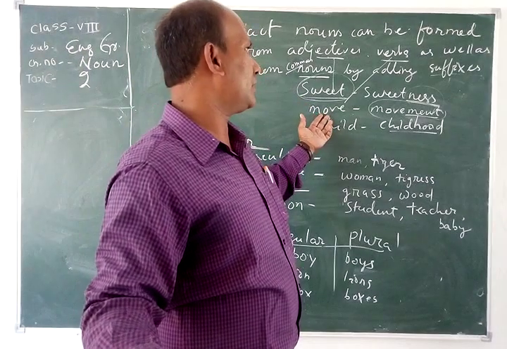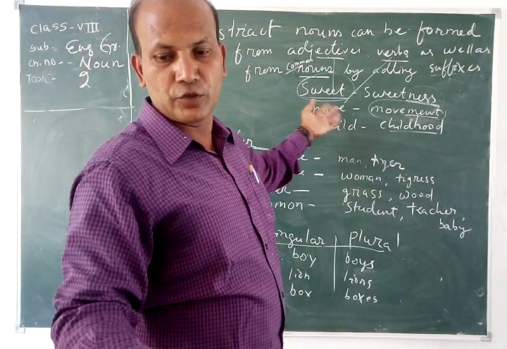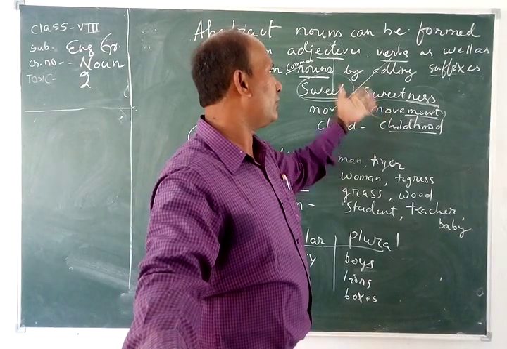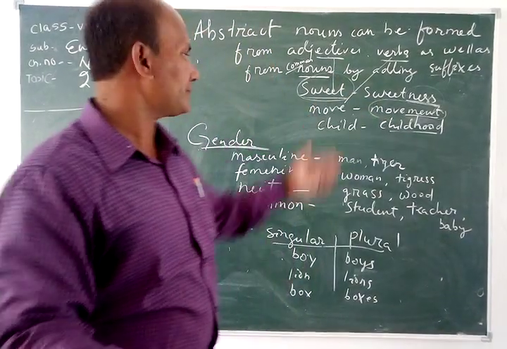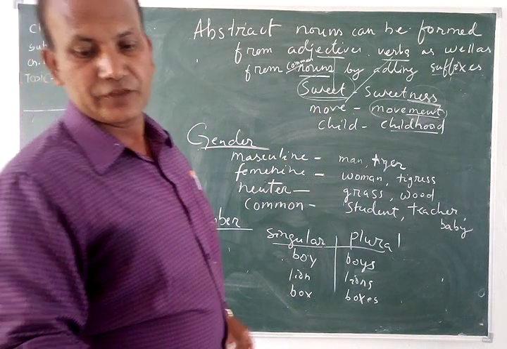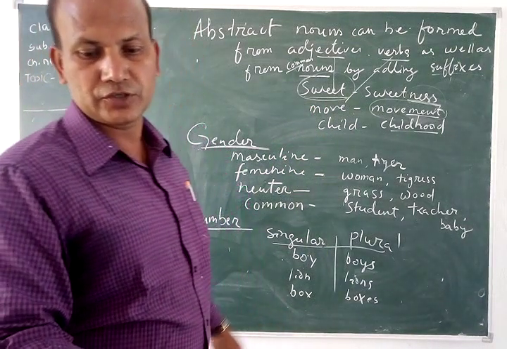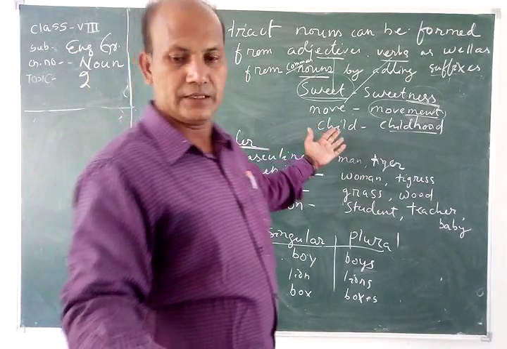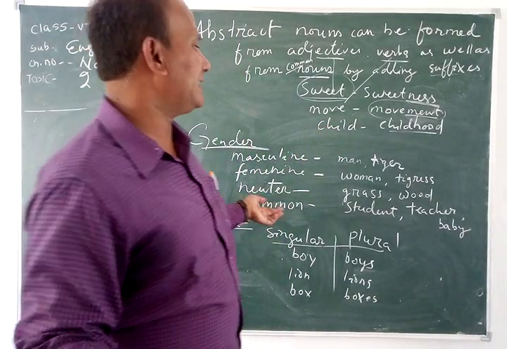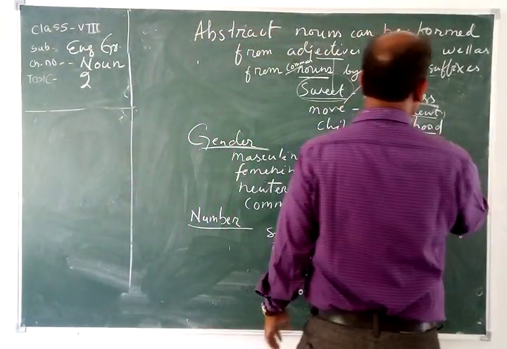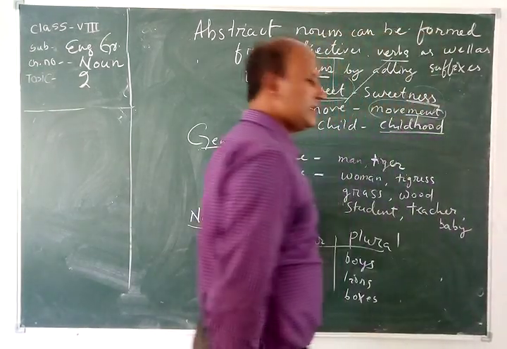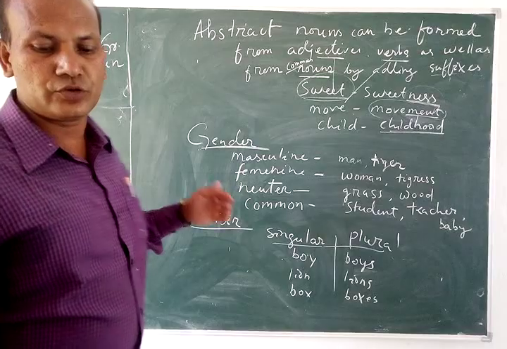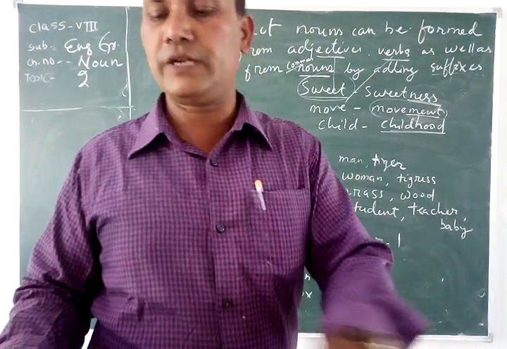Don't move. Your movement will disturb the butterfly. Your movement. Movement is now an abstract noun. Child. When I see the child, I remember my childhood. This is an abstract noun. The abstract noun. Feelings, we can feel only. So these are all the abstract nouns you have to know by practicing more and more.